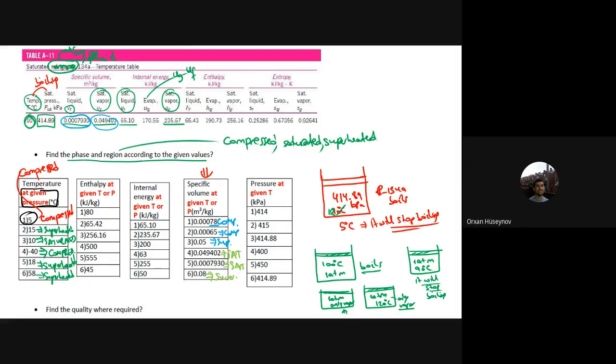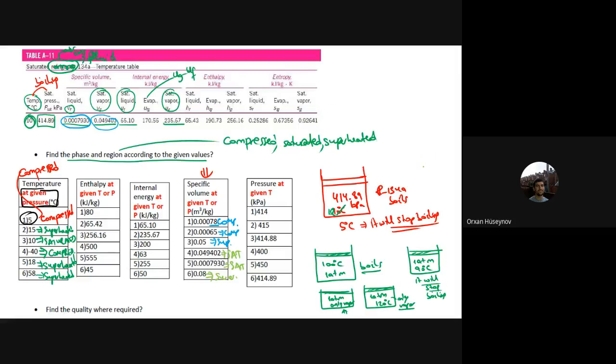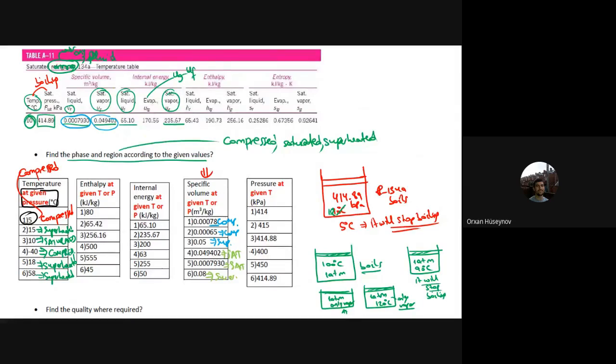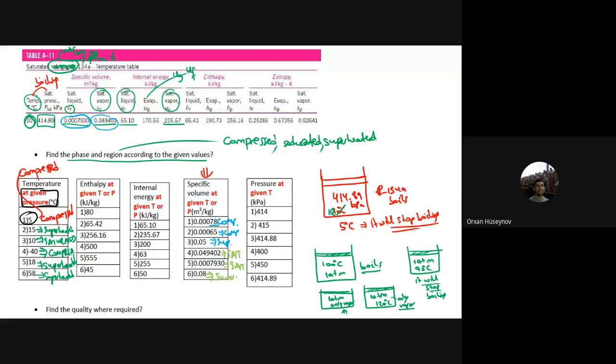Why is it superheated? You can see the nu G value is 0.049403. The value given here, which is 0.08, is more than that one. See, it is more than that one. Therefore, you are in the superheated region. So this one is the superheated.